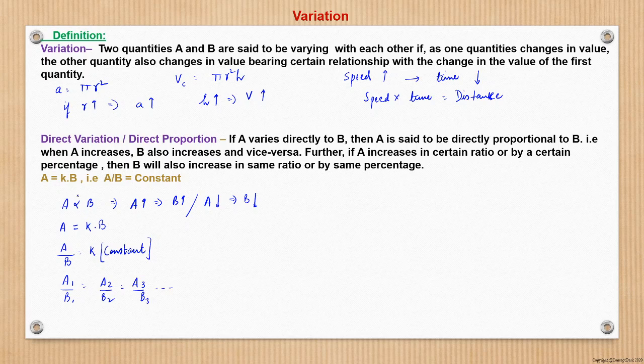And now to change this variance sign with equality, we can replace it with equality, but we'll add one constant, and that constant here is k. So a by b is equal to a constant. If this is there, then we can say that for any set of variables, a1 by b1 is equal to a2 by b2 is equal to a3 by b3.